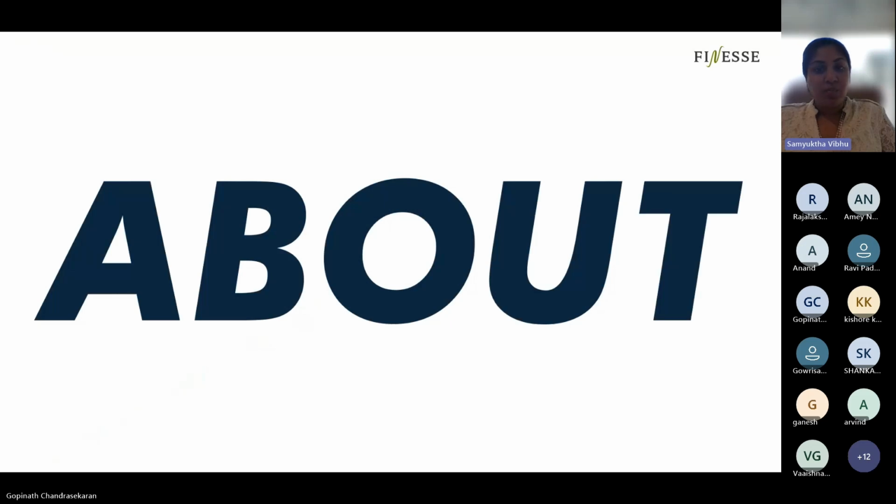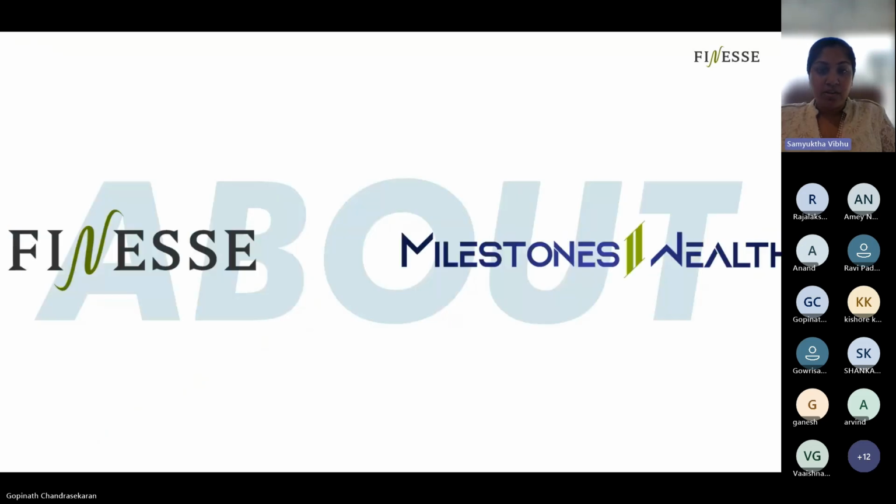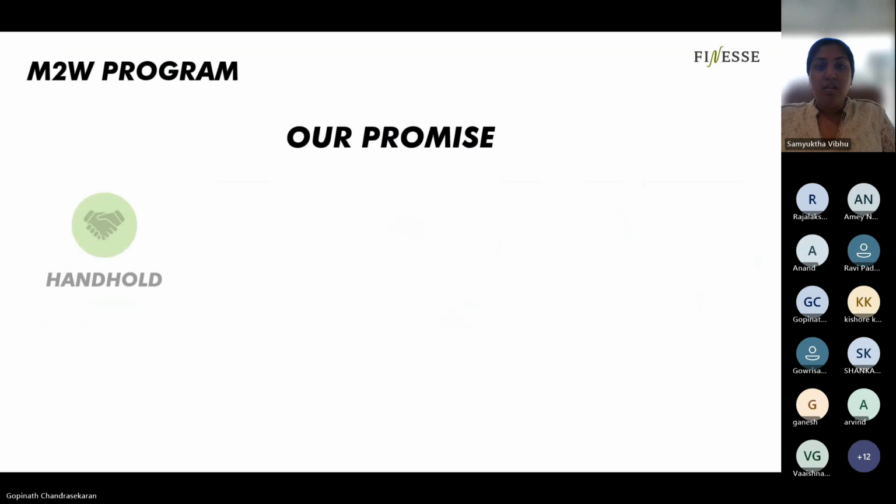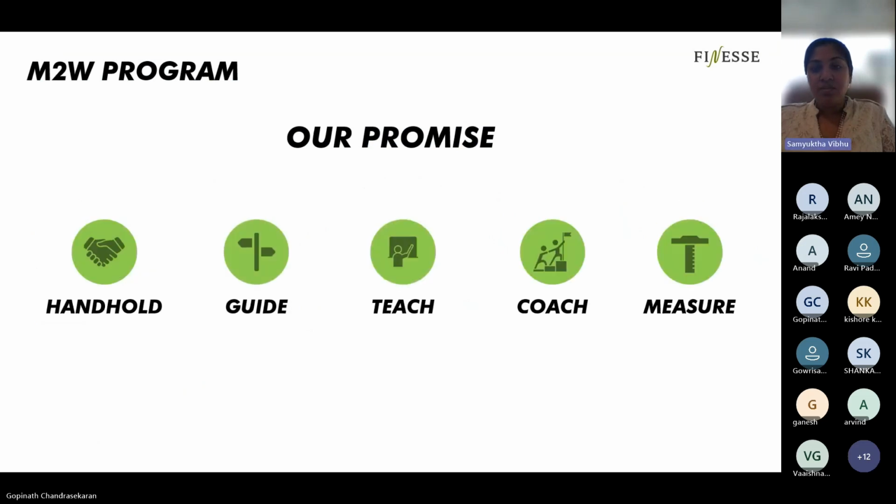So, about M2W and Finesse. The program is basically to work with every investor to take them from wherever they are to their first crore in financial savings. And our promise in this journey is that we will handhold you through this process. It can be tricky. It's not a 1 year goal. This is something that takes time. For some of you, it can happen in 5 years. For some people, it can happen in 10 years. For others, it might be even longer than that.